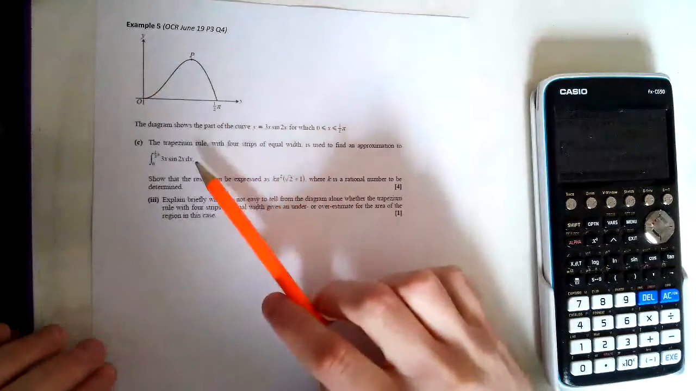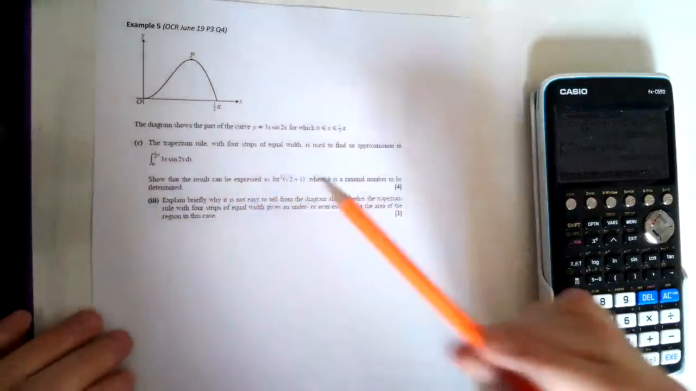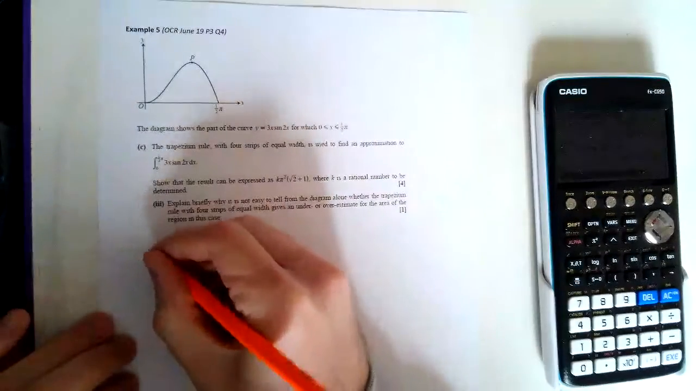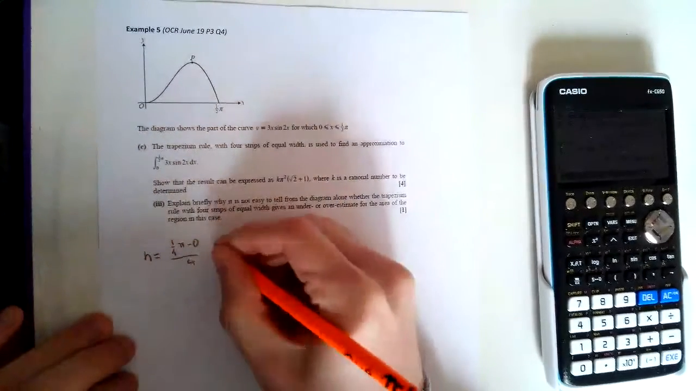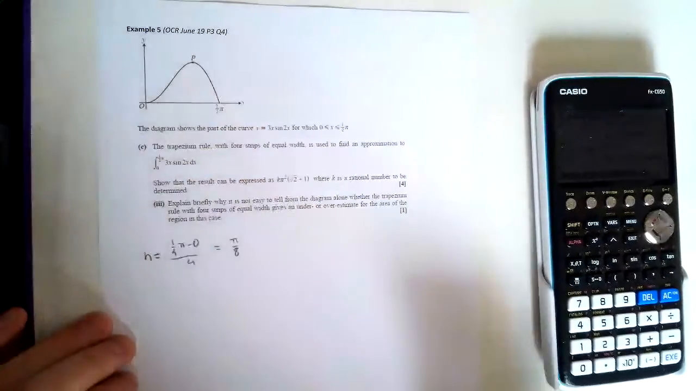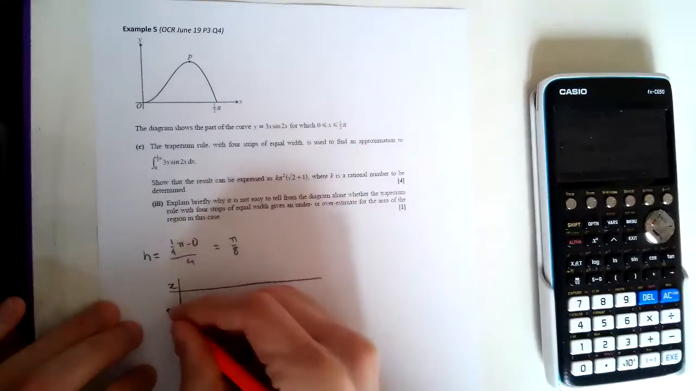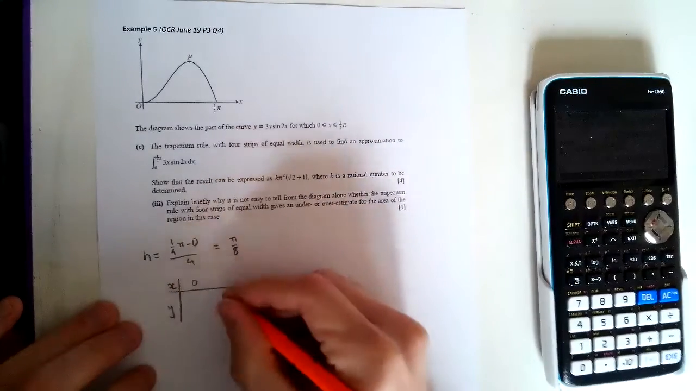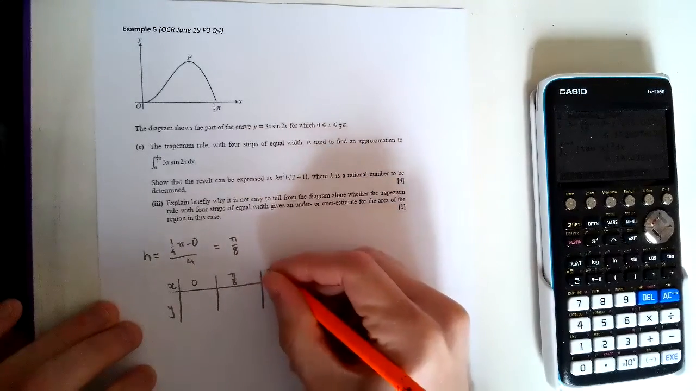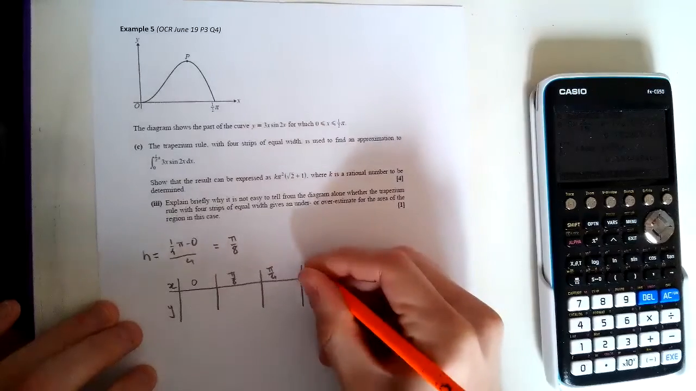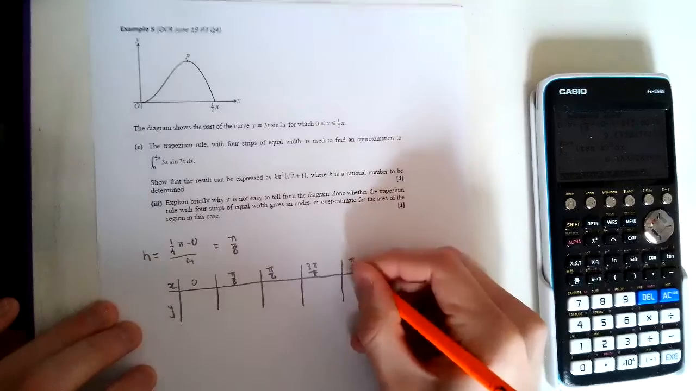So we've got that curve. Trapezium rule, 4 strips of equal width is used to approximate that. The first thing we want to do is work out h. So it's a half pi, take away 0, divided by 4. That's pi over 8. So I'm going to draw my table. I'm going to start at 0, then pi over 8, then 2 pi over 8, which is pi over 4, then 3 pi over 8, then 4 pi over 8, which is pi over 2.